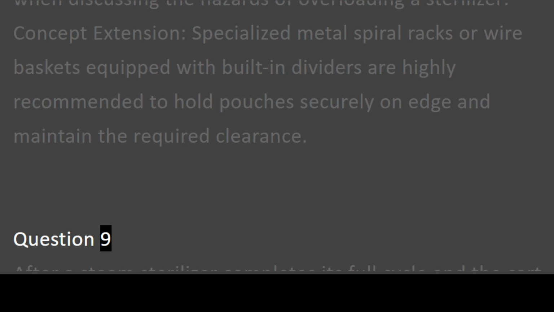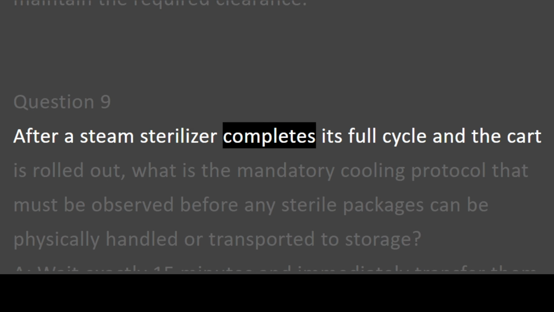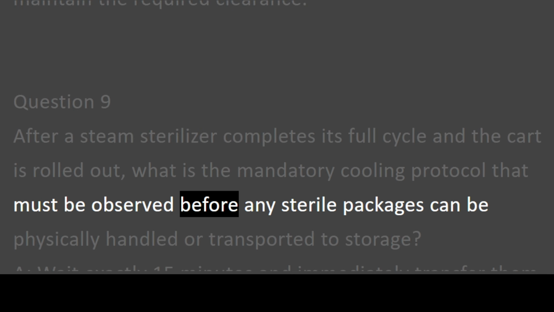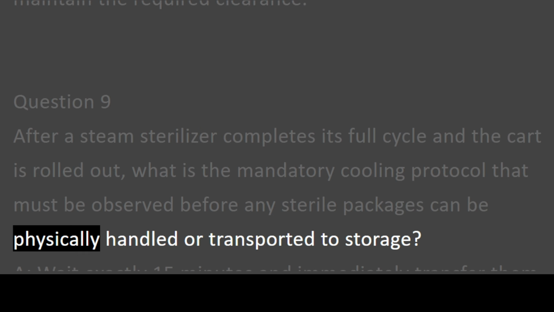Question 9. After a steam sterilizer completes its full cycle and the cart is rolled out, what is the mandatory cooling protocol that must be observed before any sterile packages can be physically handled or transported to storage?